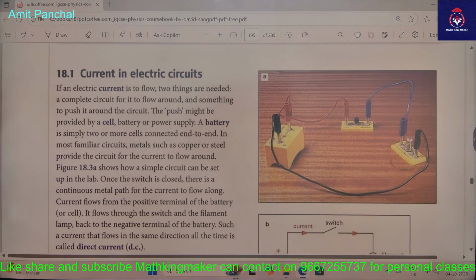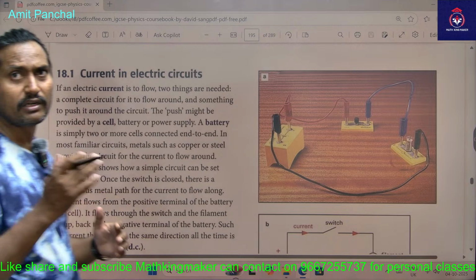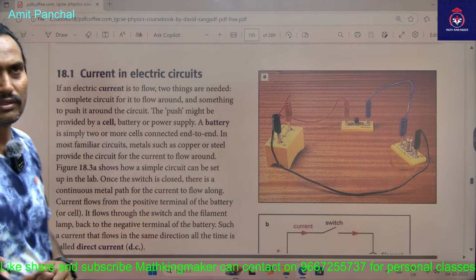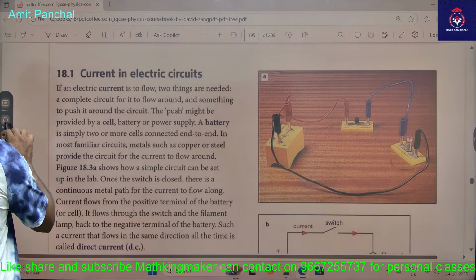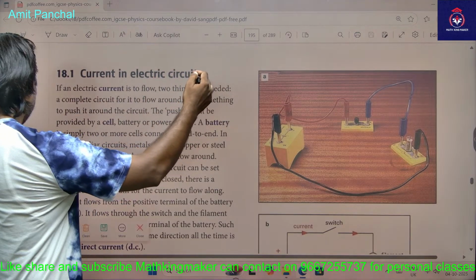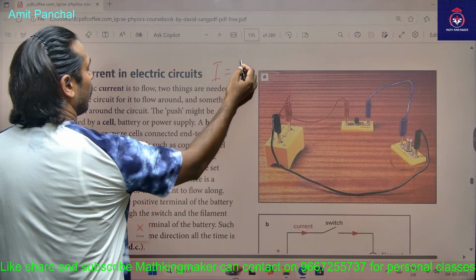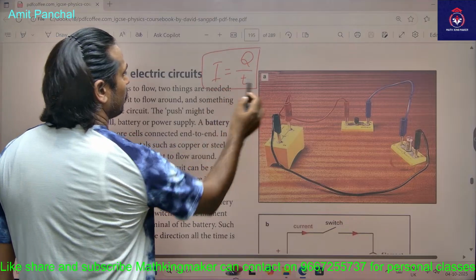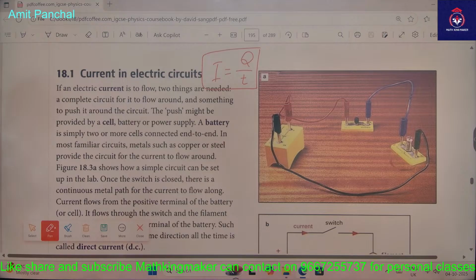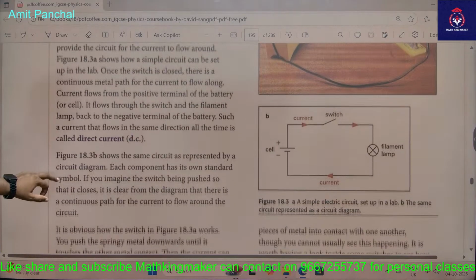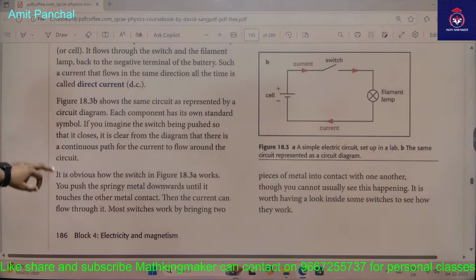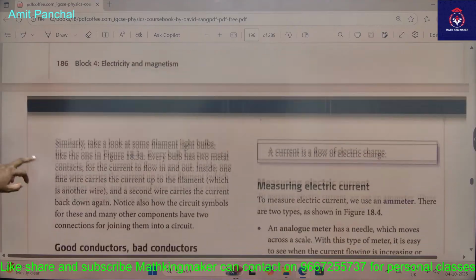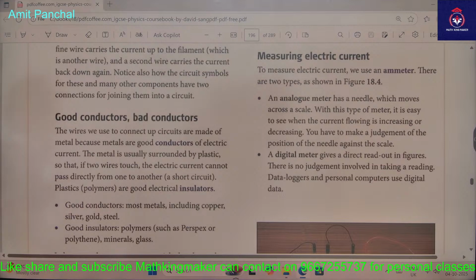Now current in electric circuits. Current is just the flow of charge. Current is a flow of charge. We denote current by I, charge is denoted by Q, so I equals Q by T. It is the rate of flow of charge. The unit of current is ampere. Measuring electric current: the electric current is measured by an ammeter.